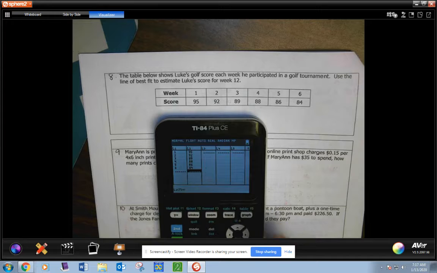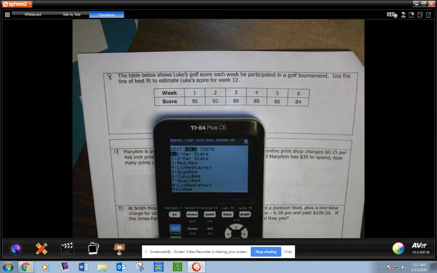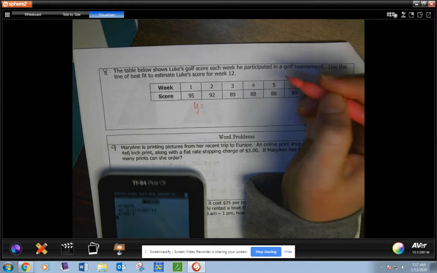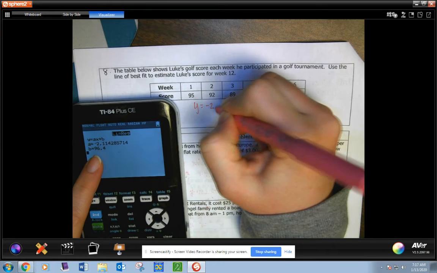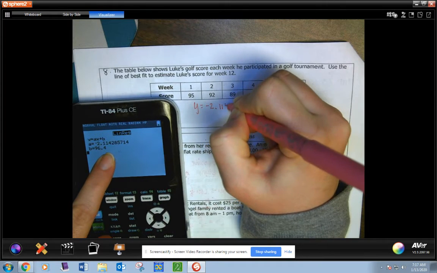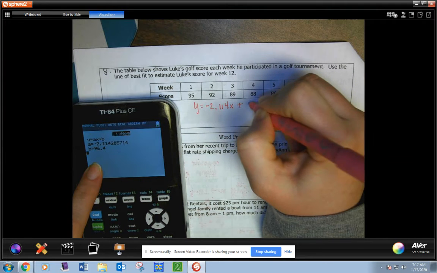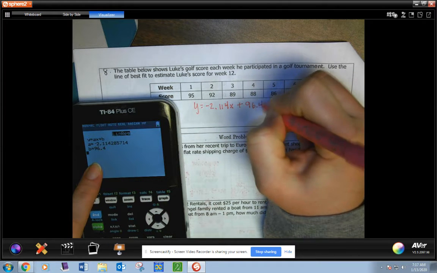Okay, so I'm going to stat calc going down to 4. Hit calculate, 3 decimal places. So this is y equals negative 2.114 x, where the 2 keeps the 4 the same. And since b doesn't have 3 decimal places, you just keep what it has, 96.4.